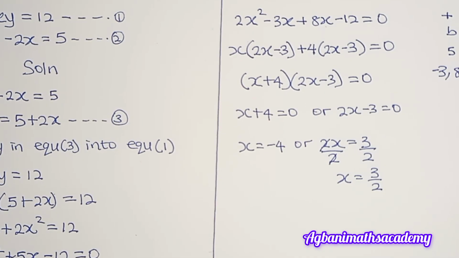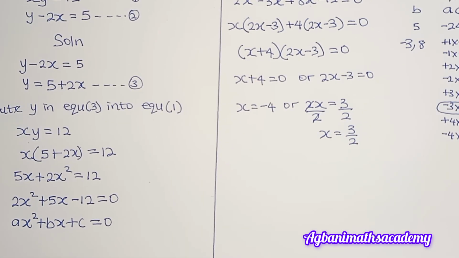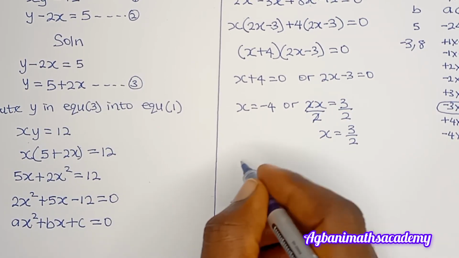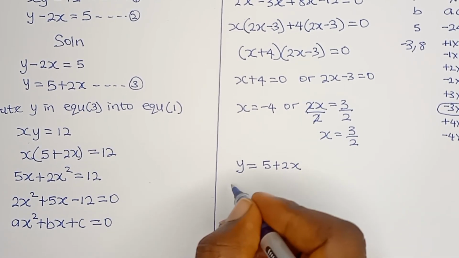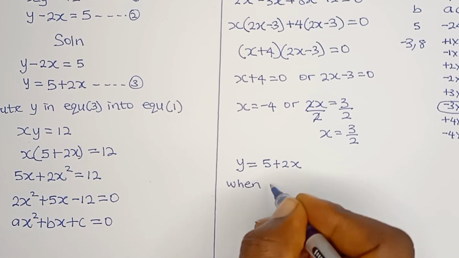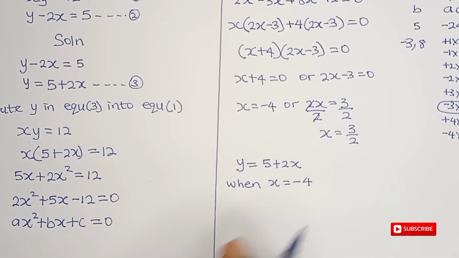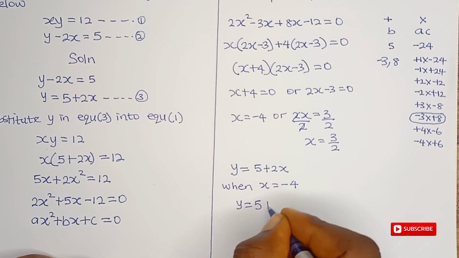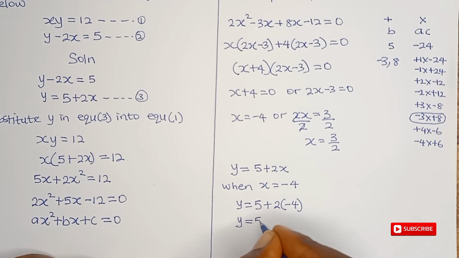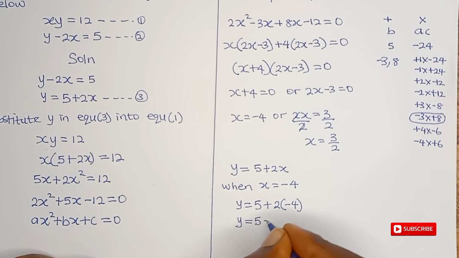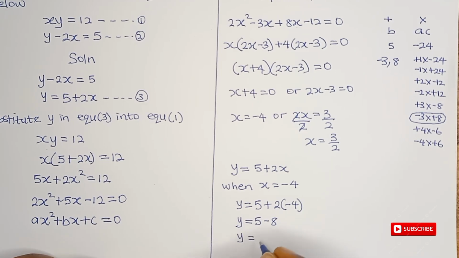So now we've gotten the values of x, we can now find the two possible values of y by substituting the value of x into equation 3. So y is equal to 5 plus 2x. So when x is equal to minus 4, y is equal to 5 plus 2 parentheses minus 4. So y is equal to 5 plus 2 multiplied by minus 4 is going to give us minus 8. Y is equal to minus 3. So that's the value of y when x is equal to minus 4.